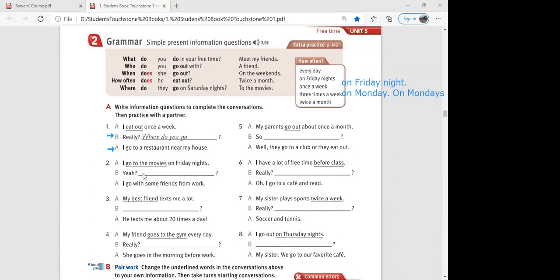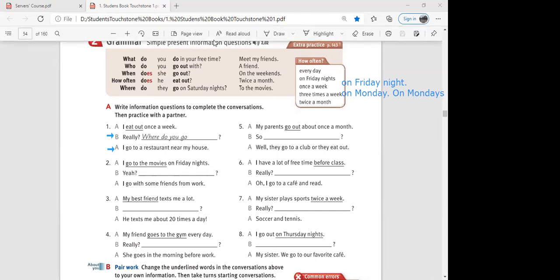So you need to pay attention. According to the answer, it's going to be the question. De acuerdo a la respuesta que tienes aquí abajo, va a ser la pregunta. Lo mismo, tiene que ir la pregunta con la respuesta ligada. ¿Claro? I go to the movies on Friday nights. Dice, I go with some friends from work. So, guys, tienen que adivinar cuál es la pregunta. Los voy a poner en equipos y trabajan en dos y ahí se ayudan. You help each other, so it's going to be teams. Two teams.